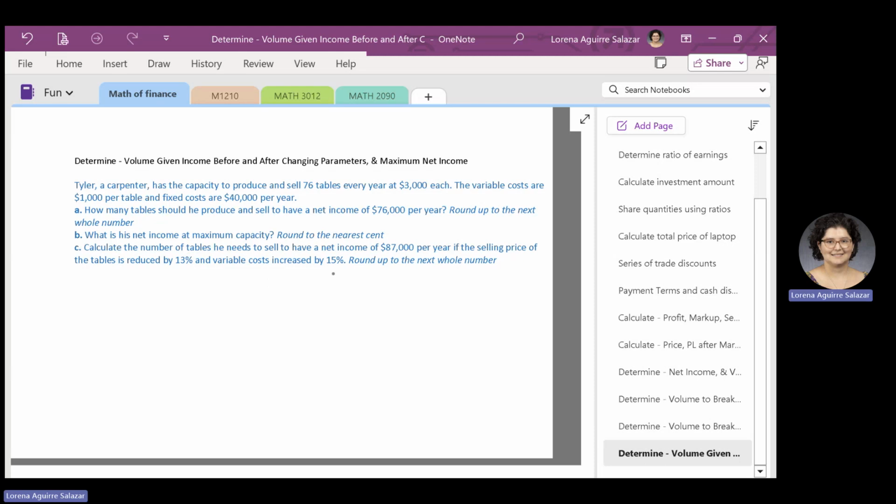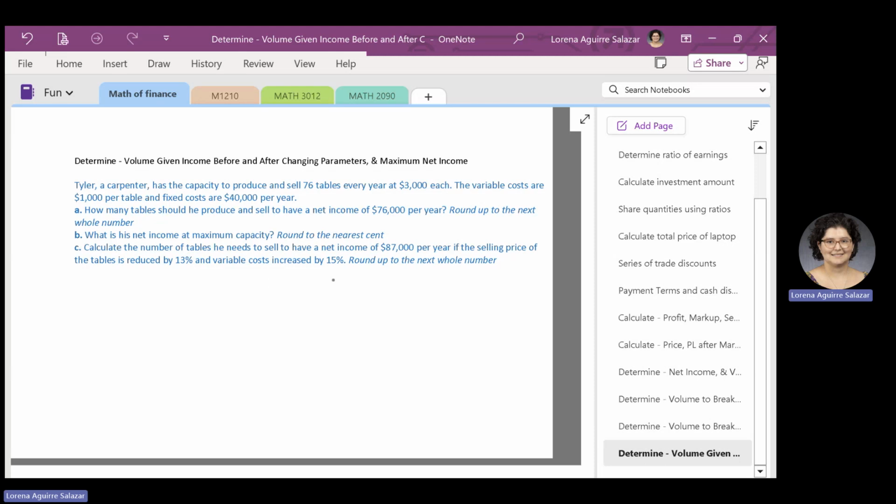How many tables should he produce and sell to have a net income of $76,000 per year? And we need to round up the answer to the next whole number. B. What is his net income at maximum capacity? And we need to round the answer to the nearest cent.